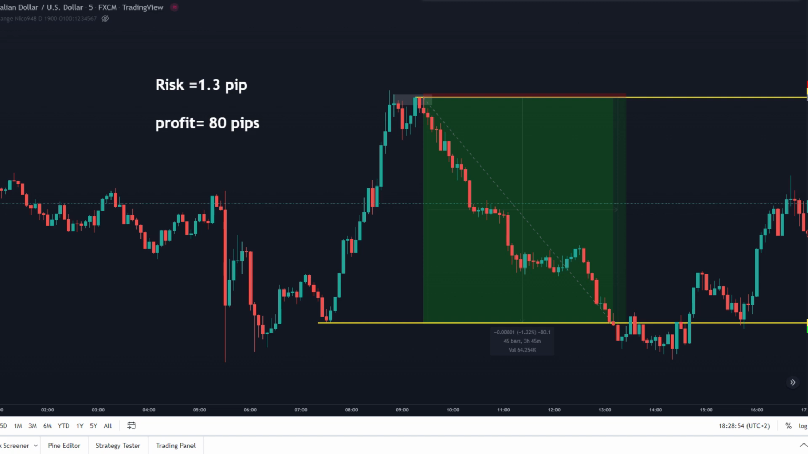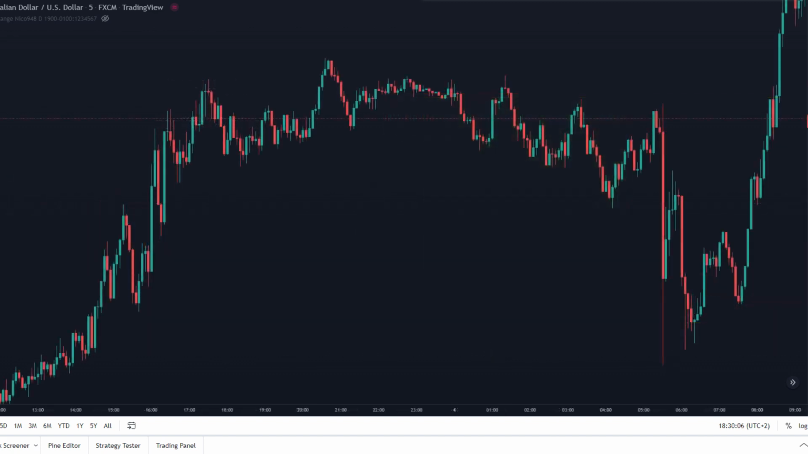You can also do the calculation during your back testing to see if taking this kind of trade only will be suitable for your trading style or not. Moving on to the next one here.